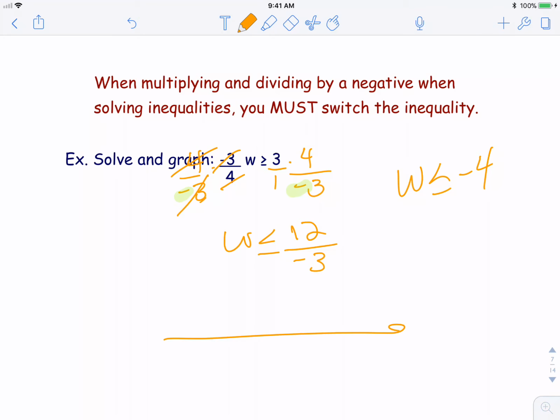My solutions on that graph, I would include a closed circle at negative 4 because I can include the negative 4 as a solution because I have this or equal to sign on my inequality. So I'm going to include a closed circle there. And I'm everything that's less than that, so I'm going to go to the left on my number line.